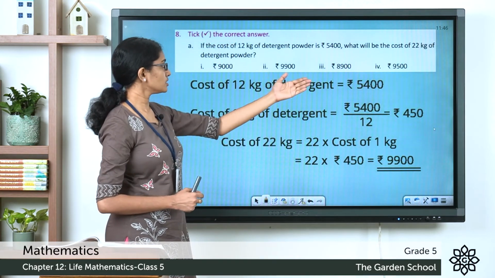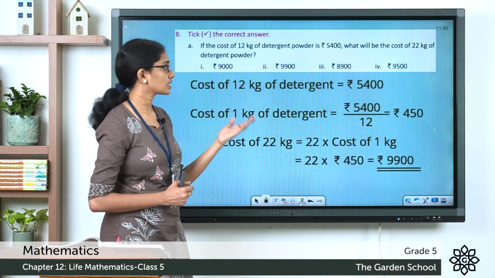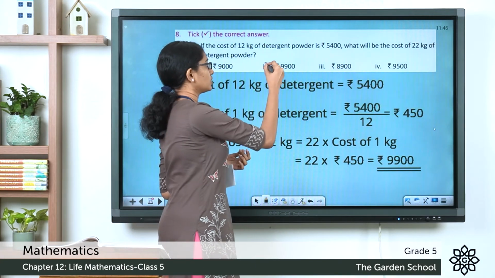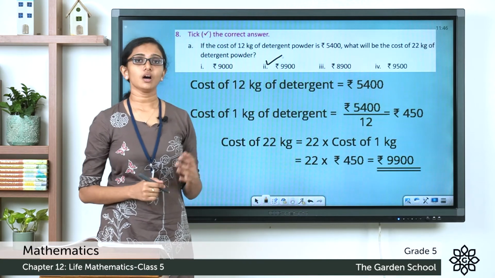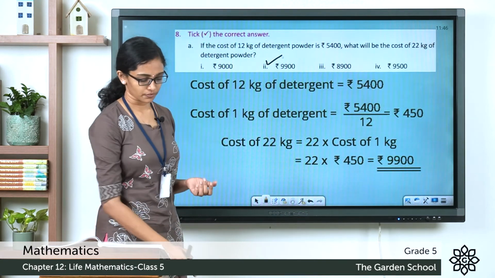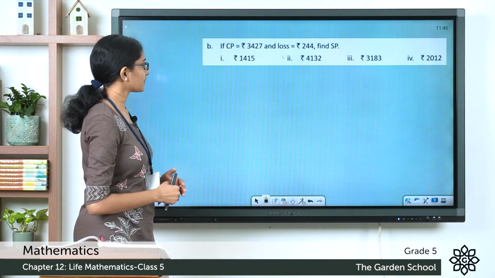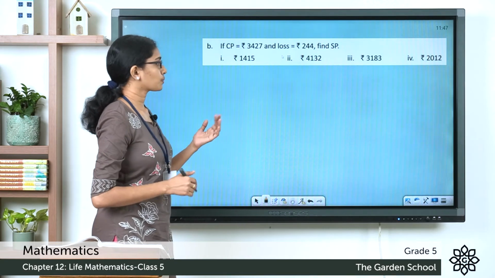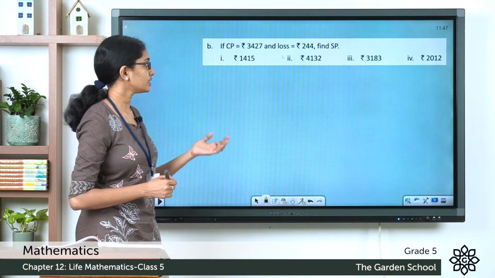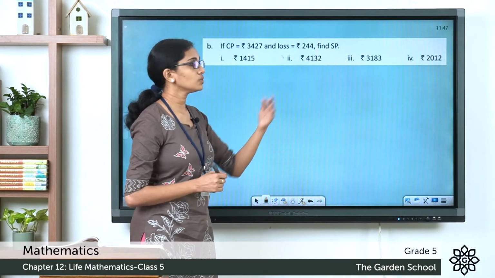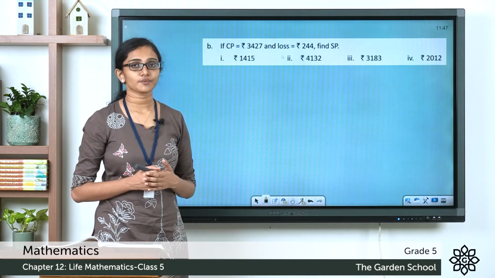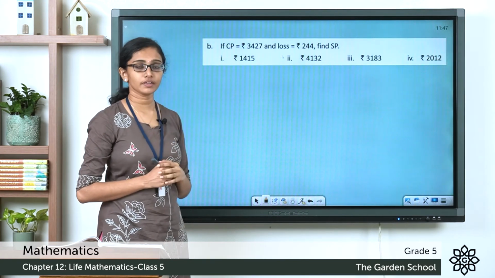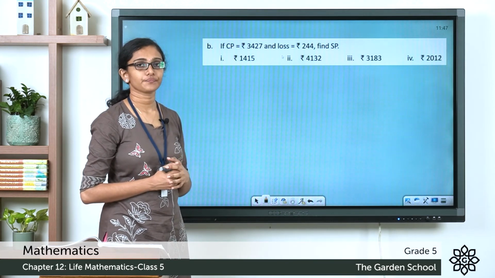And look at the options. Which is the correct option? It is option B. So let's tick option B from the choices. Now moving to part B of question 8. If the cost price is equal to rupees 3,427 and loss is equal to rupees 244, find the selling price. So the cost price is given, the loss is given. How do we find the selling price?